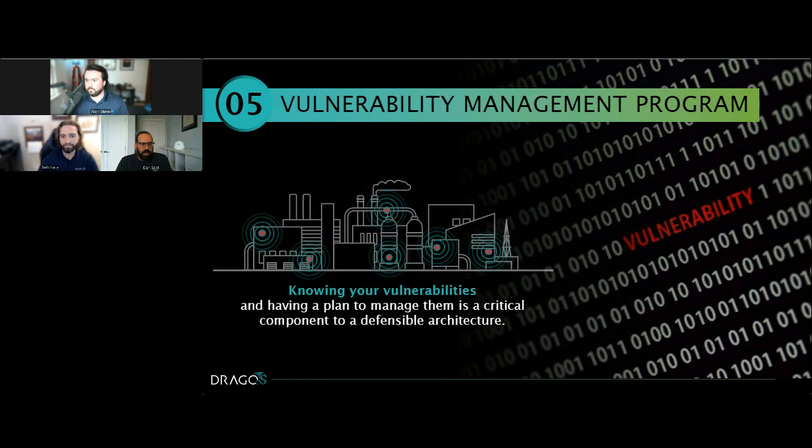Okay, so the fifth and final control, having a vulnerability management program. So Nick, walk us through that and what that means, and how some pharmaceutical organizations have implemented it.